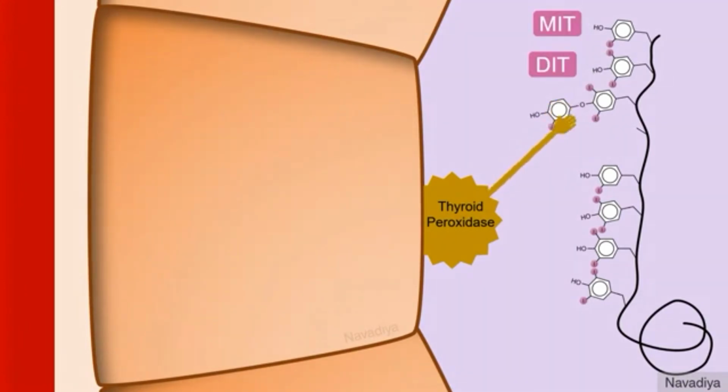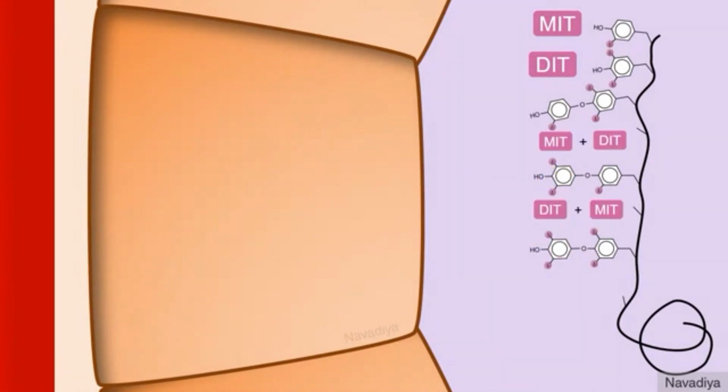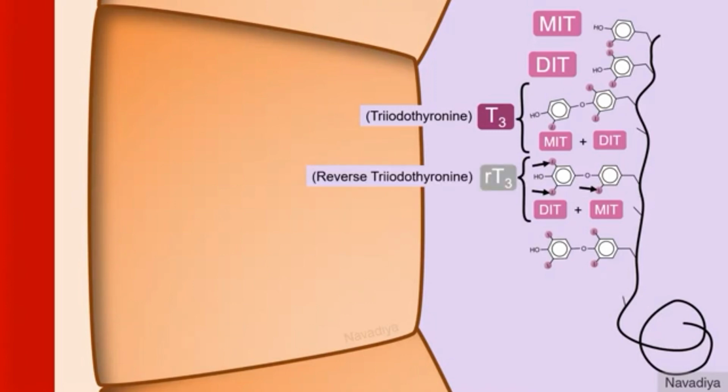Now the enzyme catalyzes coupling of some of such iodinated tyrosines. If one mono and one diiodotyrosine combine, it forms triiodothyronine. Here there are two possibilities. One is we can have one iodine on the outer ring and two iodines on the inner ring. This is active triiodothyronine or T3. And second is two iodines on the outer ring and one iodine on the inner ring. This is called reverse triiodothyronine or RT3. It has no biological activity. So this T3 is more important here.